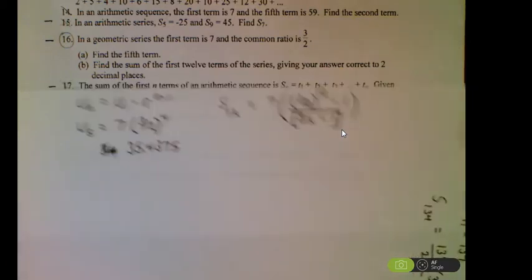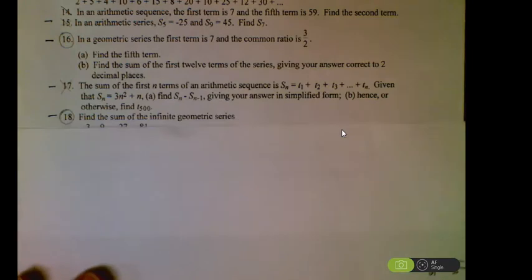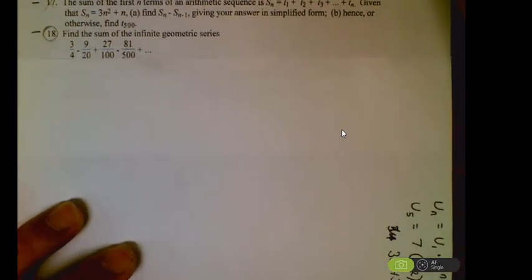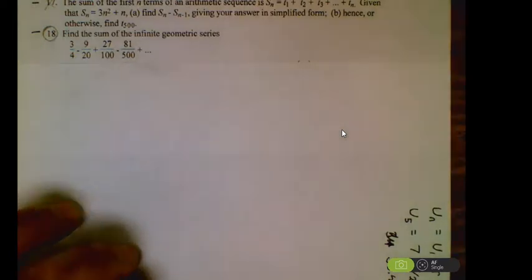So moving on down to number 18. So last two here. So now we are looking at the infinite geometric series. Slide that up real quick.